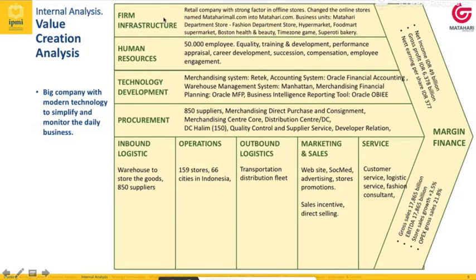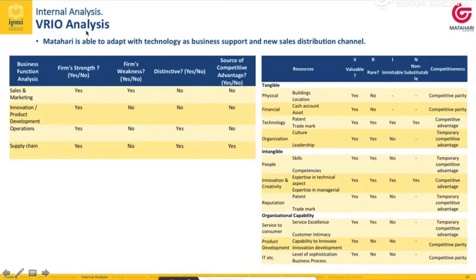You can see here, do research on the journals and also on the annual report. Find the firm infrastructure, human resource, technology development, procurement, inbound logistics, operations, outbound logistics, marketing and sales, service, and then analyze the margin and finance. For the internal analysis, do the VRIO analysis. Check whether it is valuable, rare, inimitable, or non-substitutable for tangible, intangible, and organizational capabilities. Then you have a conclusion on competitiveness: is it competitive parity, competitive advantage, or temporary competitive advantage?